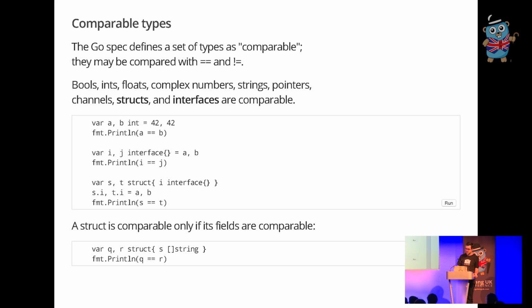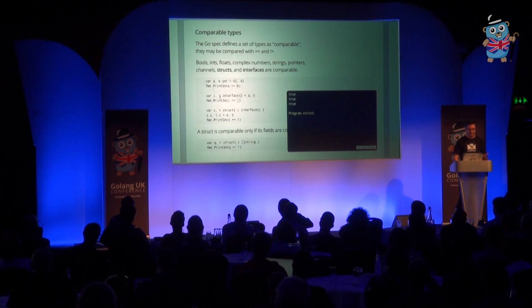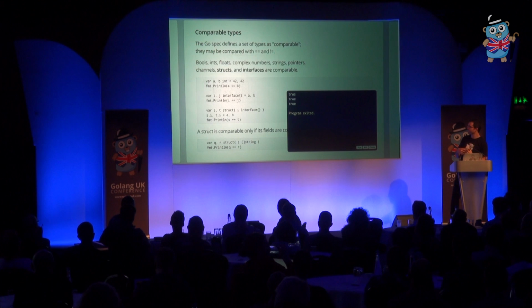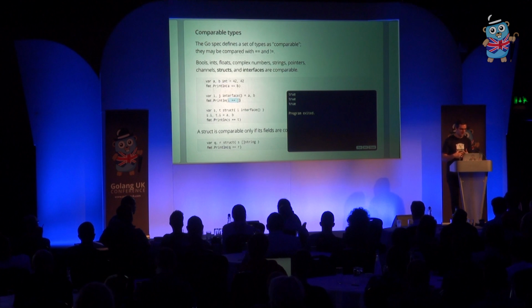And the types that do satisfy this are booleans, ints, floats, complex numbers, strings, pointers, and interestingly, channels. Structs and interfaces are also comparable. And so here are some examples. If you have two integers, a and b, you can compare them. If you have two interface values whose underlying type is comparable, then you can compare those. So I'm assigning a and b to i and j, which are empty interface values. And when this comparison happens, it first compares the underlying type of the interface value, and if they correspond, then it compares the underlying concrete values.